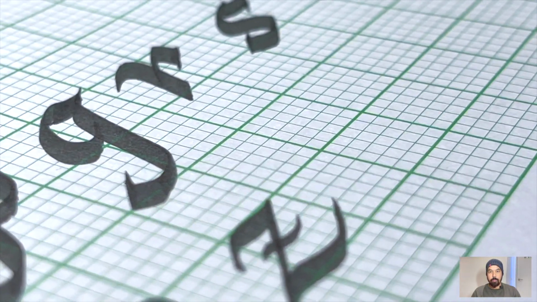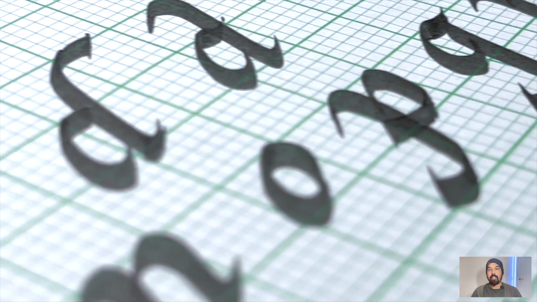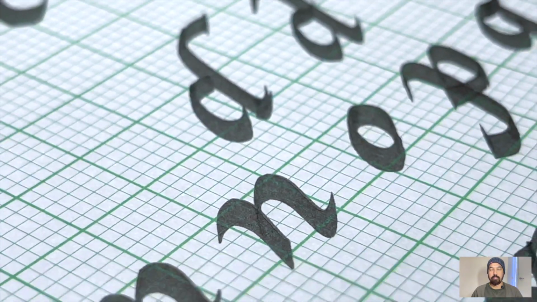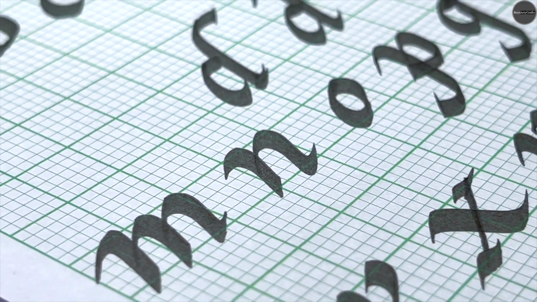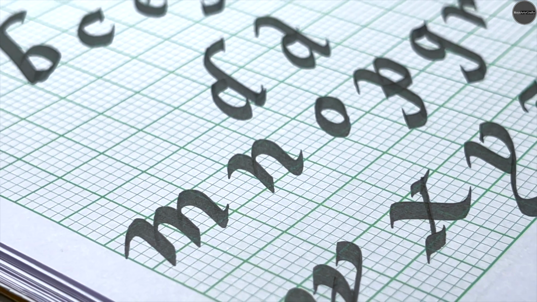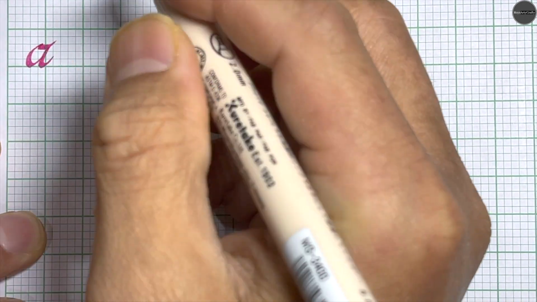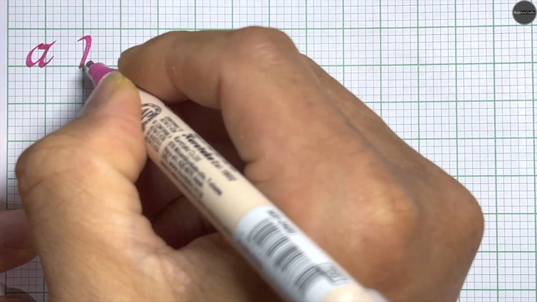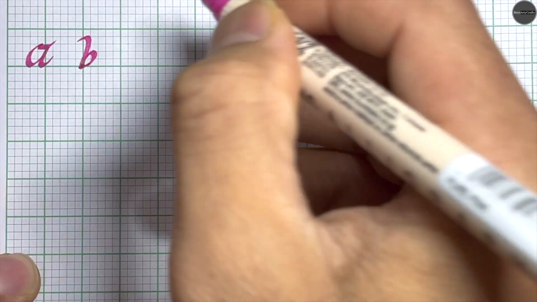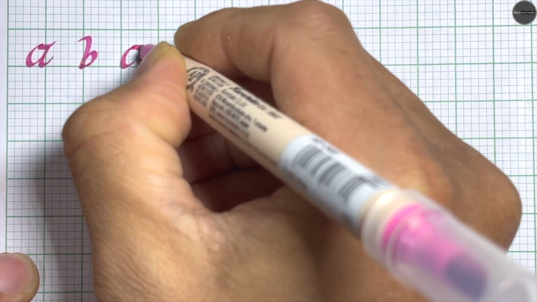So in this video we'll be trying some small letters, and we'll be trying in cursive. So let's get started. In this example we'll be trying some small letters and we'll be using a graph paper. So on the graph we'll be writing those small letters using a Zig calligraphy pen with 2 mm nib.